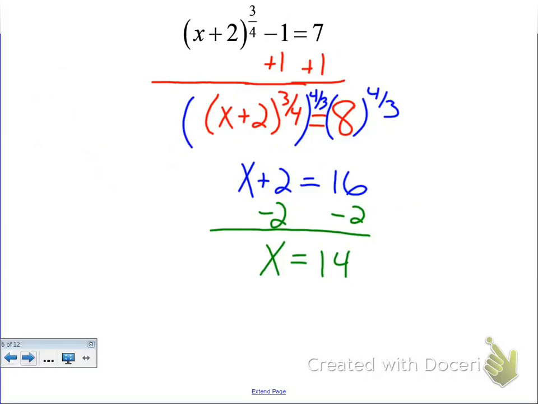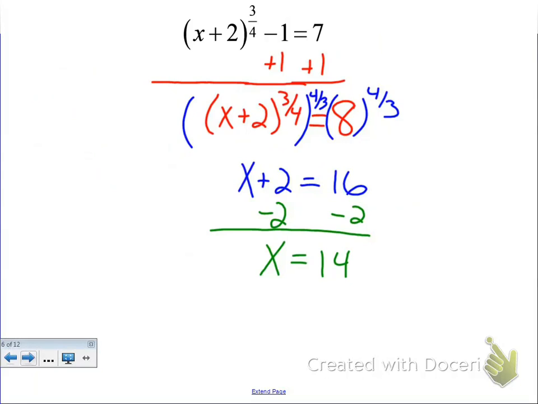If you cannot do this in your head, you can do it in your calculator. You would use 8 and then the caret key, the little button that looks like that. And then you would put 4/3 in your calculator, but be super, super careful. You need to put 4 divided by 3 in parentheses. Otherwise, the calculator will not perform the operation as you would like it to. So 8 to the 4/3 power is 16. So then in blue here, we have x plus 2 equals 16. We subtract 2 from both sides to solve for x, and x equals 14.